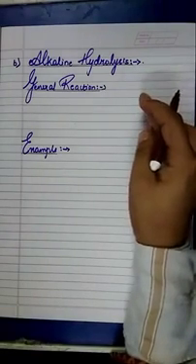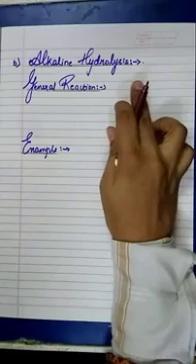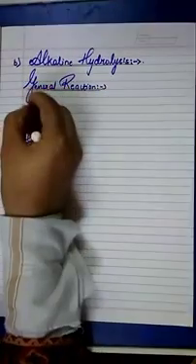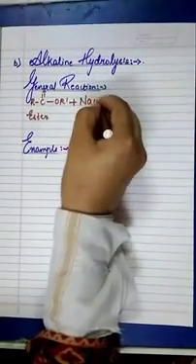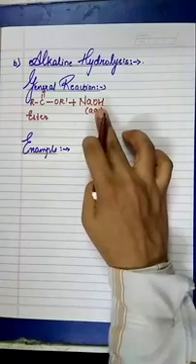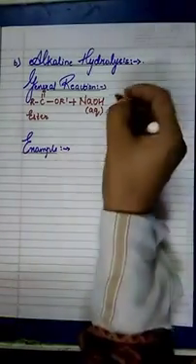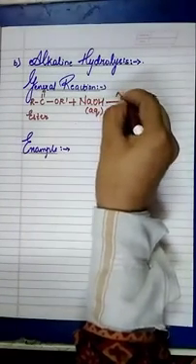Next method for the preparation of carboxylic acid from ester is by alkaline hydrolysis. Here for alkaline hydrolysis we can take either NaOH or KOH. Let us have the general reaction. RC double bond O, OR dash, that is your ester. When it is being treated with aqueous solution of NaOH, in place of NaOH we can take KOH. Also we are applying heat.